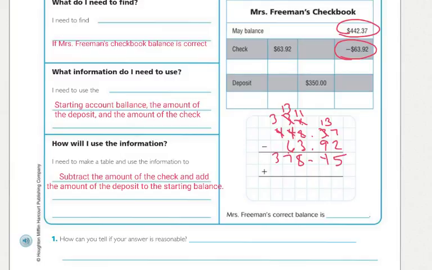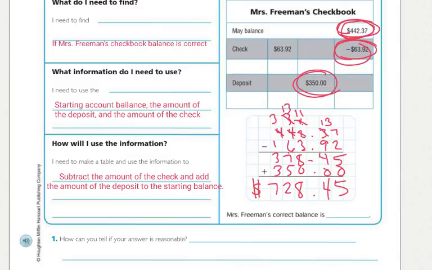So now I've taken care of my May balance. I took out the check, but I also added $350. So let's add the $350. Okay, so 5 plus nothing is 5. 4 plus nothing is 4. 8 is 8. 7 plus 5 is 12. Carry my 1. 3 plus 3 is 6, plus 1 is 7. Okay, so Mrs. Freeman's account balance is now $728.45.